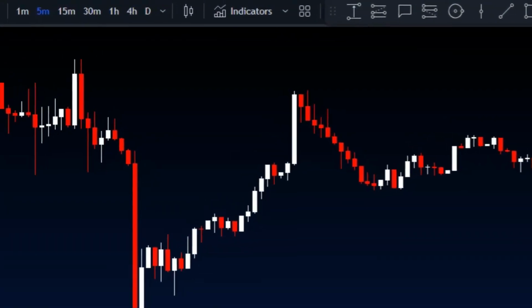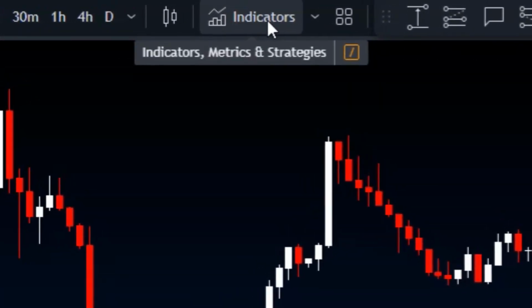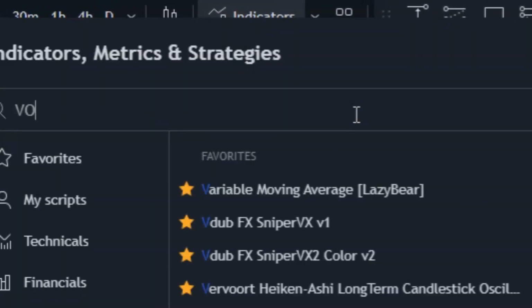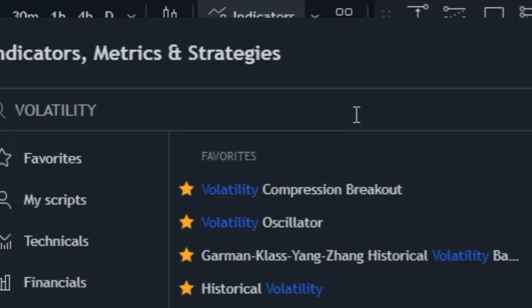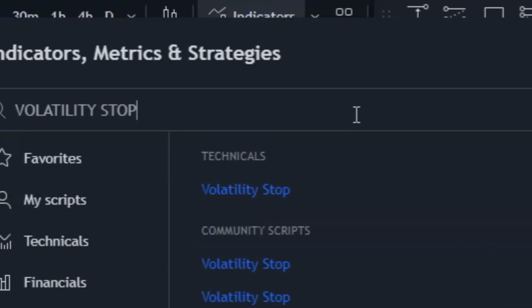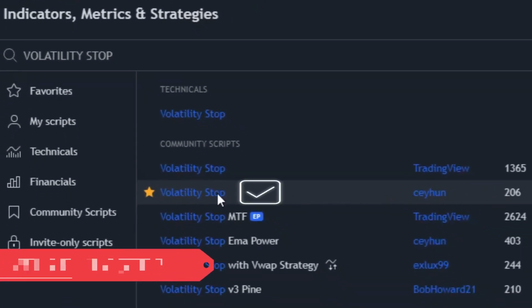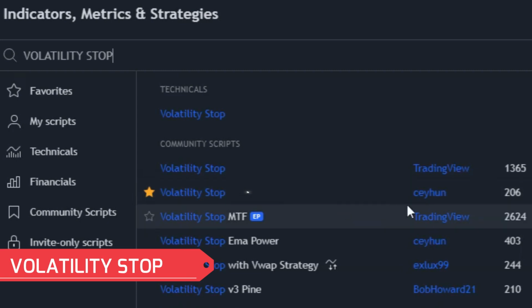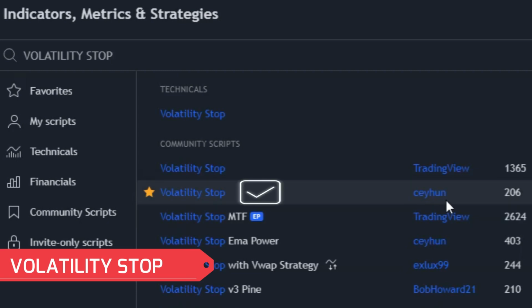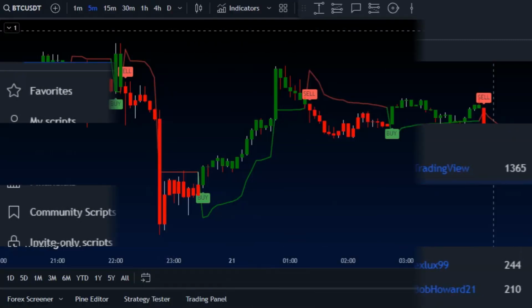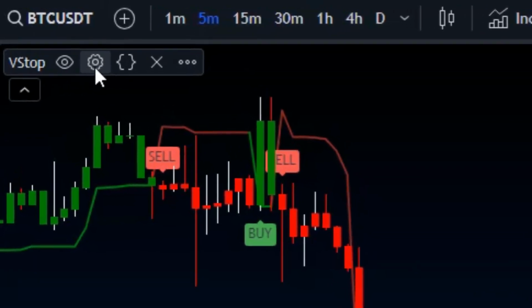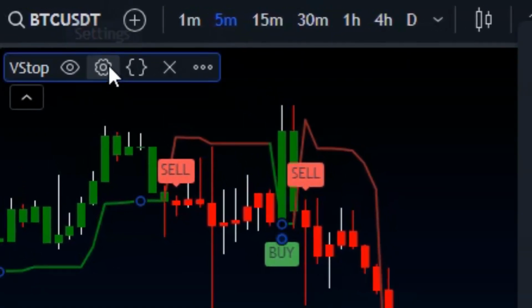Let's get started by adding our first indicator, the volatility stop or V stop, to your chart. This indicator is our signal generator, providing us with clear buy and sell signals. So now once it's added, just tweak some settings to make it work effectively.